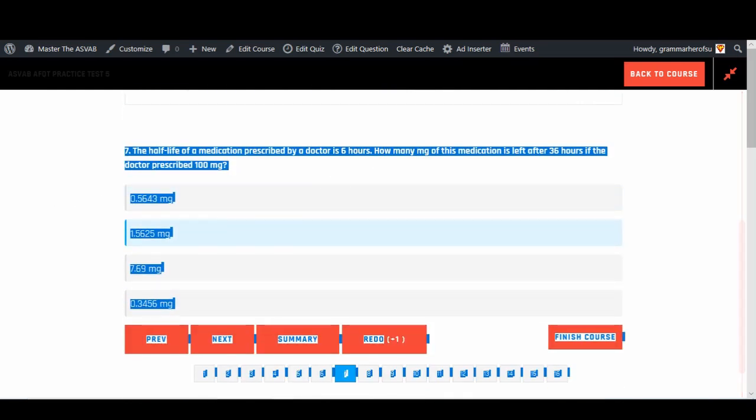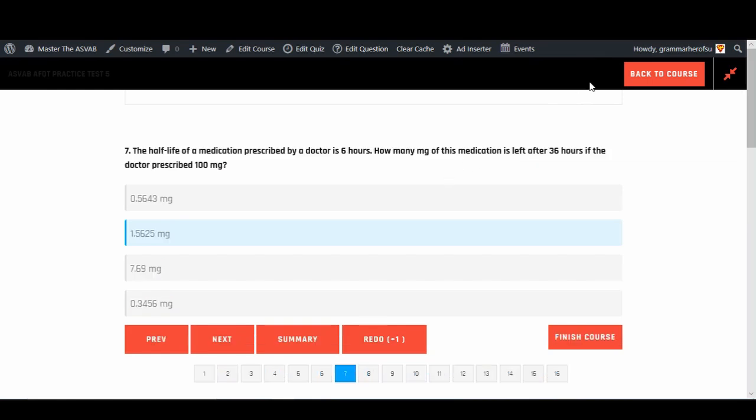I don't know why it highlighted all that. Let me see if I can fix that. There we go.